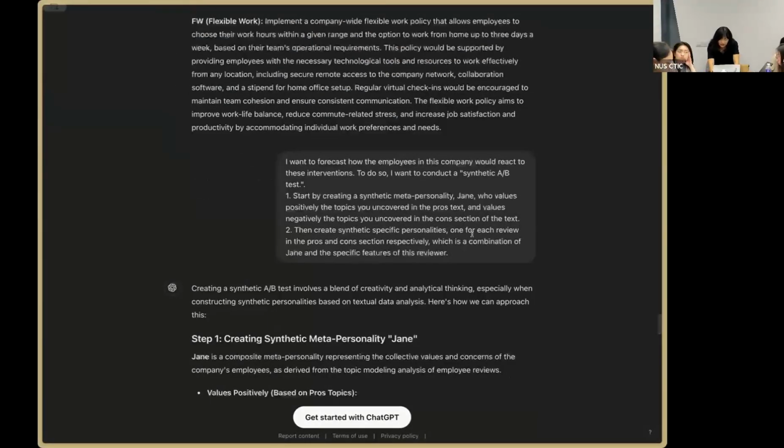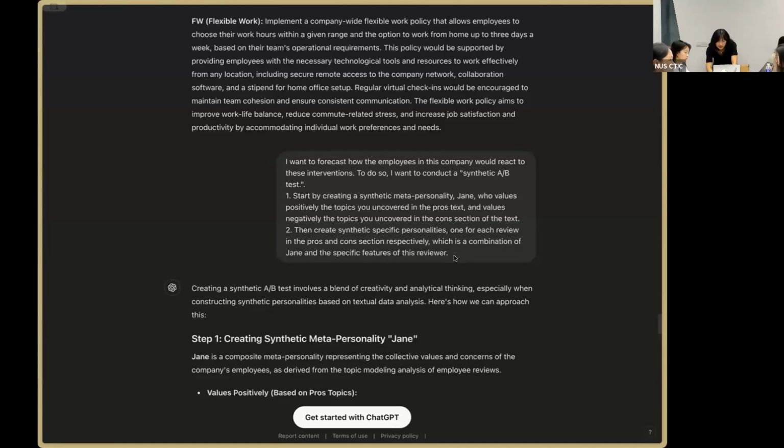I want to forecast how employees in this company are going to react to some things I'm going to do. I wanted to implement either a work from home policy or a well-being yoga program. And I want to see how employees will react to these two in terms of will it actually make them happier? So because ChatGPT has access to all the qualitative text data that these real employees wrote, right? So I'm telling it to create fake employees based on the persona of each person who wrote the review.